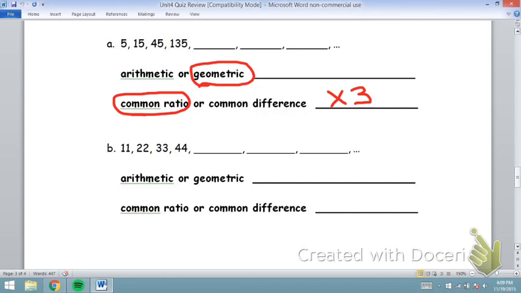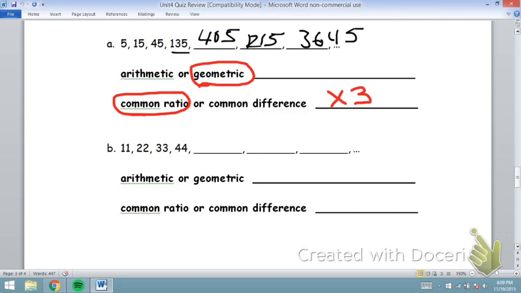So filling in the next 3 terms in here, we would multiply 135 by 3, and we get 405. Multiply that by 3, and we get 1,215. Multiply that by 3, we get 3,645. And that's it.